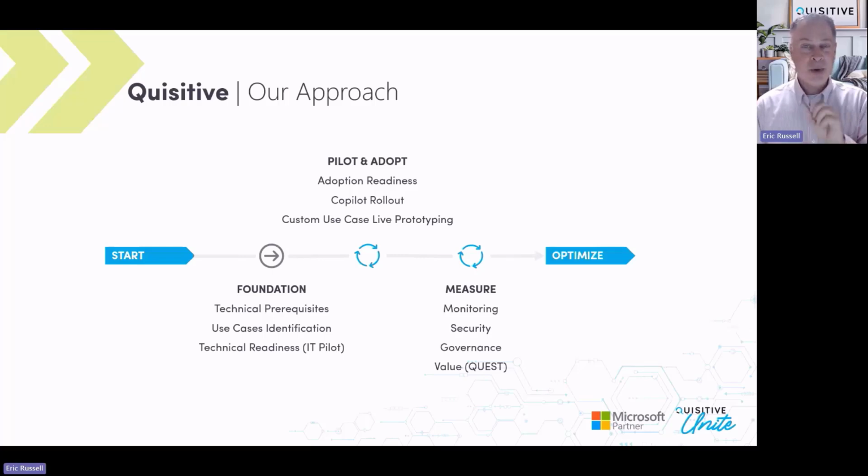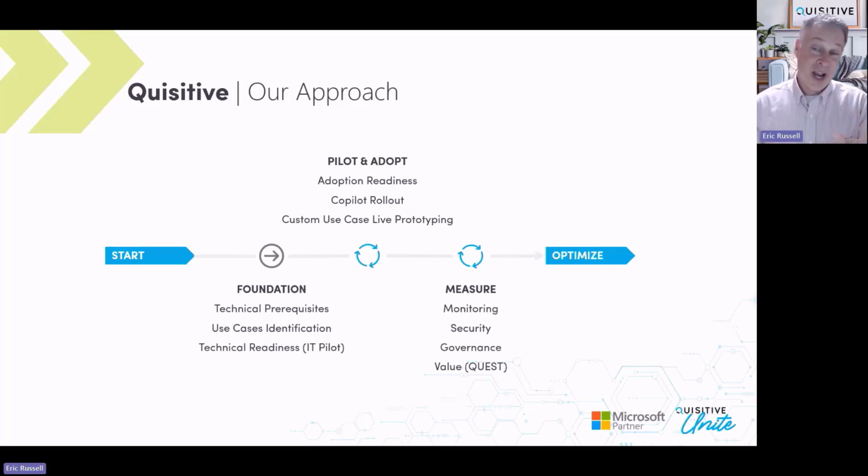So to do that, we would recommend that before you assign that license, that you do some due diligence around technical prerequisites, use case identification, and technical readiness. That technical readiness can also include that IT pilot. Remember I said earlier, there are two pilots, IT pilot and early adopter pilot. That IT pilot can support you in the foundation phase. We would recommend that you do those three activities before you assign a Copilot license.